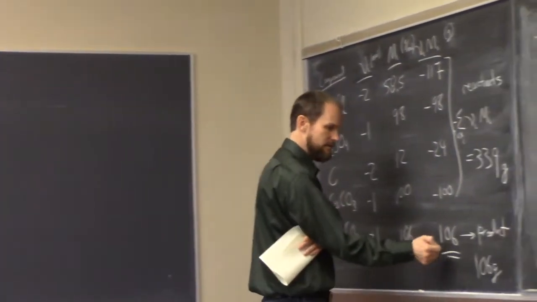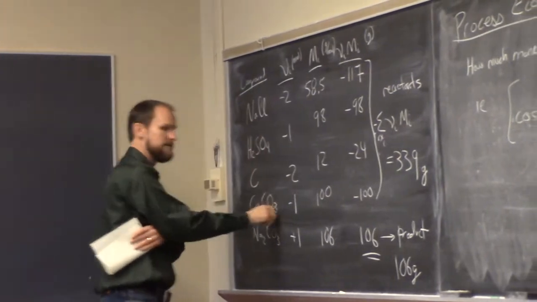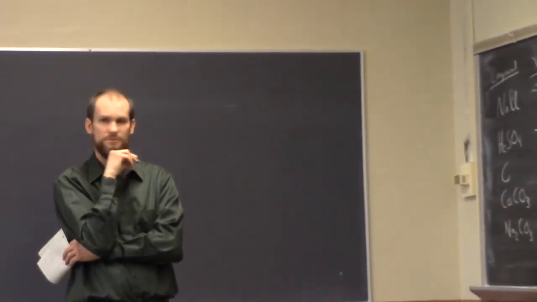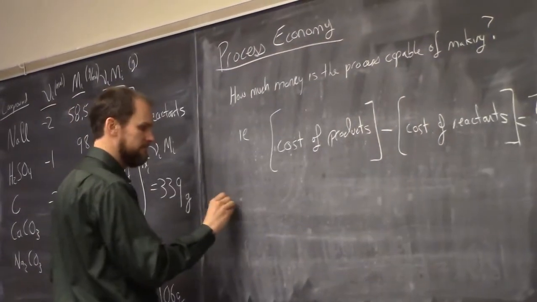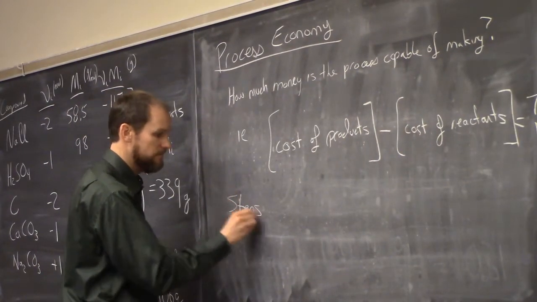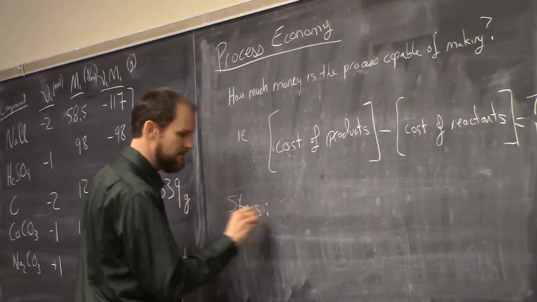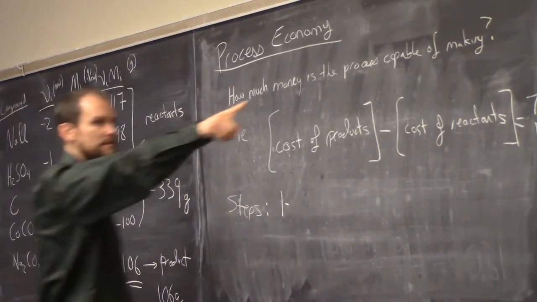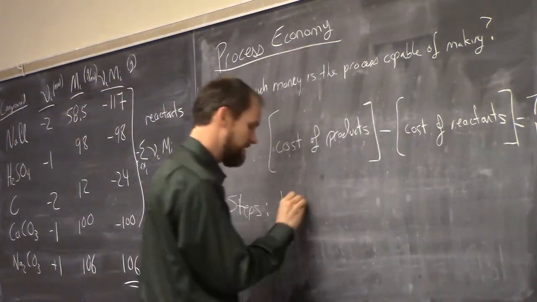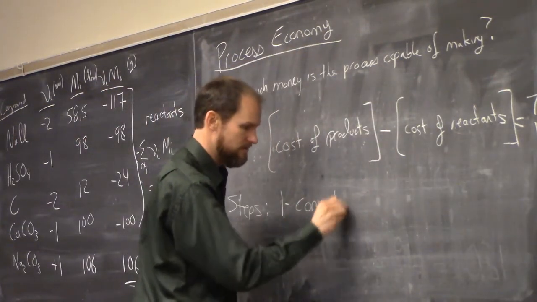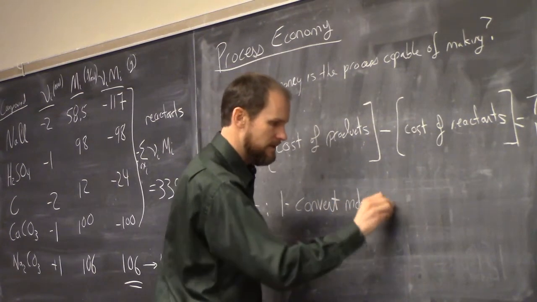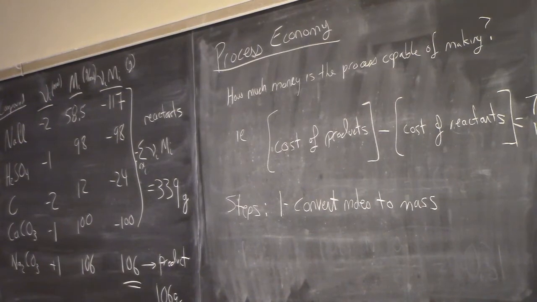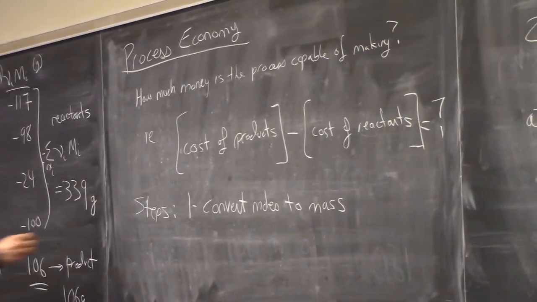Say this and this stuff to see how much money we make each year. What do we need to know? You need a price. So here are some steps to do this. Step one, we'll start with our reaction, say our Solvay process, and the first thing we need to do is convert moles to mass, which we just did for the atom economy problem.